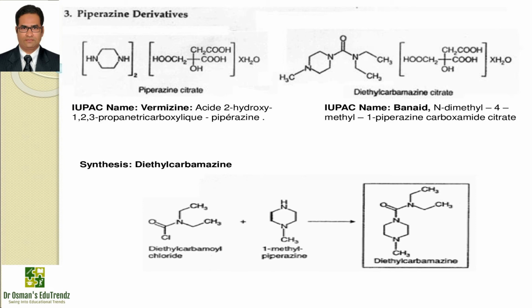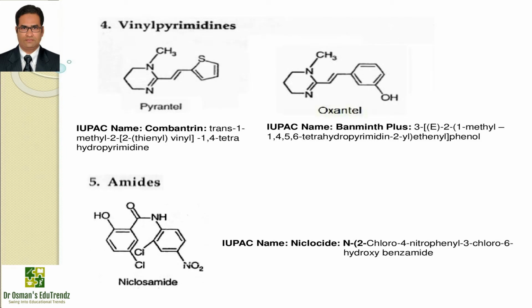This drug causes a hyperpolarization effect which decreases the muscular activity, consequently immobilizing the organism and dislocating the parasite from its normal habitat in the host. It also alters the microfilarial surface membranes, thereby rendering them more sensitive to destruction by host defense mechanism. Now the synthesis of diethylcarbamazine is done by taking diethyl carbamyl chloride reacted with 1-methyl-piperazine to give diethylcarbamazine. Moving on to the fourth class, that are vinyl pyrimidines.